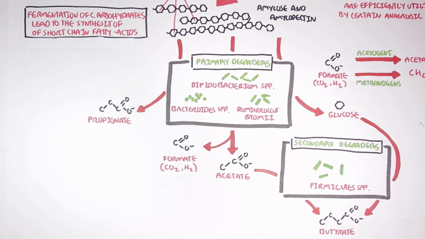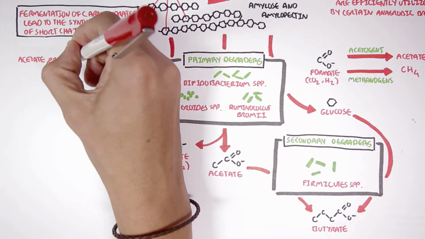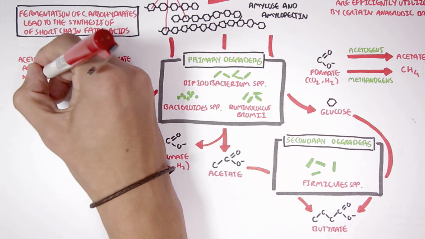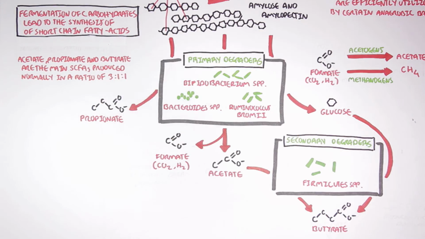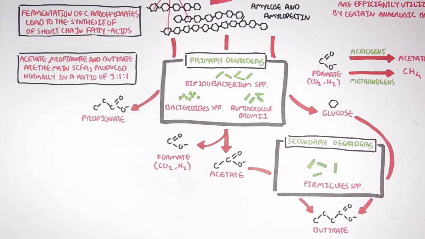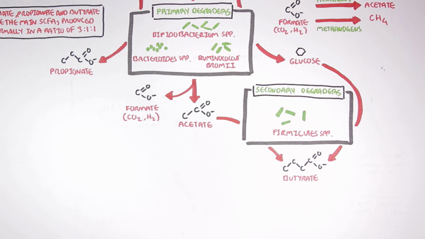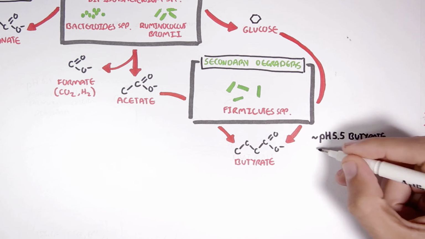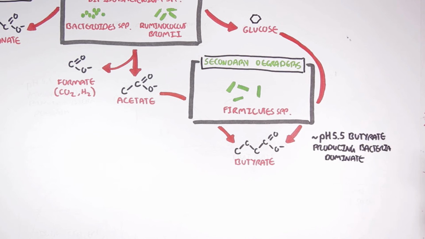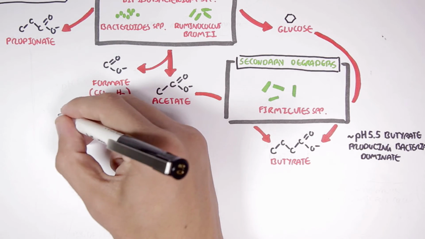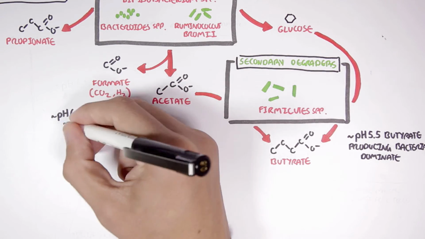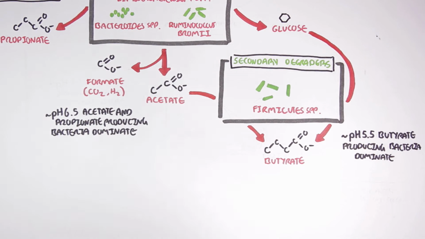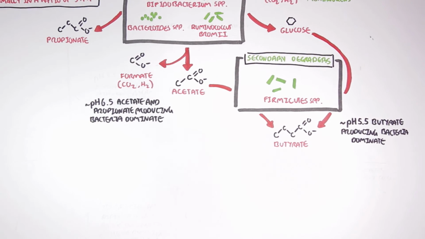So through the fermentation of starch, acetate, propionate, and butyrate are the main short-chain fatty acids produced, normally in a 3:1:1 ratio, so more acetate is being produced. At a low pH, about 5.5, butyrate-producing bacteria are known to dominate the colon. However, at a slightly higher pH, about 6.5, acetate and propionate-producing bacteria dominate, and butyrate-producing bacteria seem to be less prominent.